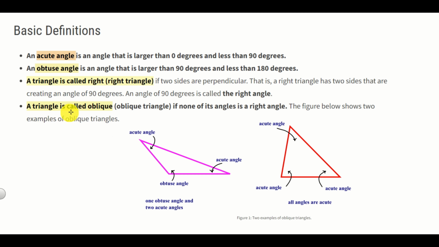A triangle is called oblique, or an oblique triangle, if none of its angles is a right angle. This figure over here shows two examples of oblique triangles. Over here we can see an oblique triangle with one obtuse angle and two acute angles. On the other hand, over here we can see an oblique triangle with all three acute angles.